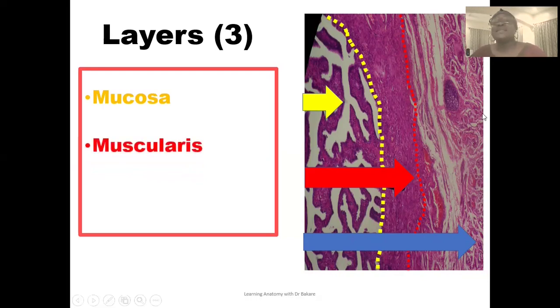This is the muscularis layer here that is arrowed in red. This muscularis layer is the middle layer, and it is sandwiched between the innermost and the outermost layer. The outermost layer is the serosa layer. This serosa layer is the outer covering of the uterine tube, and this is what is arrowed here in blue.